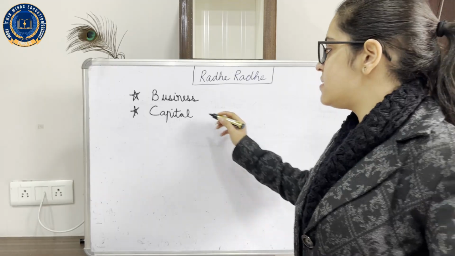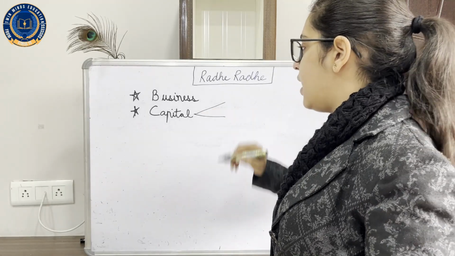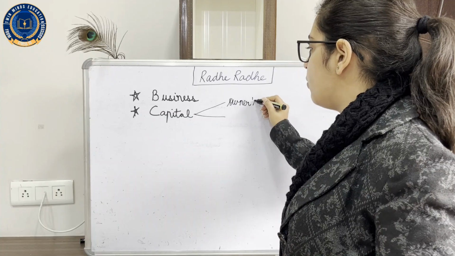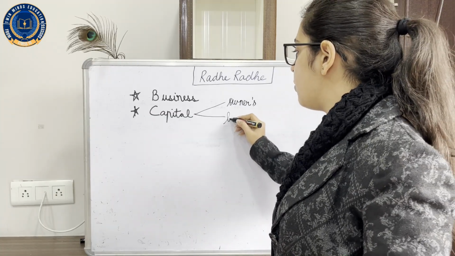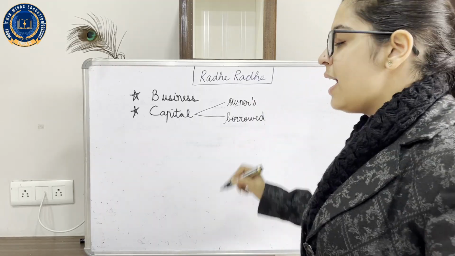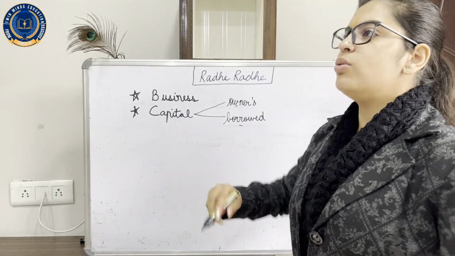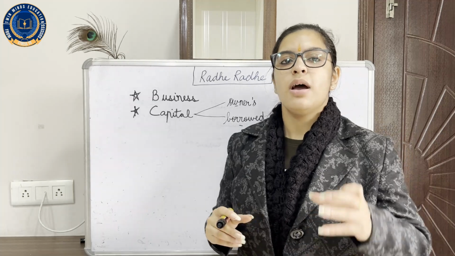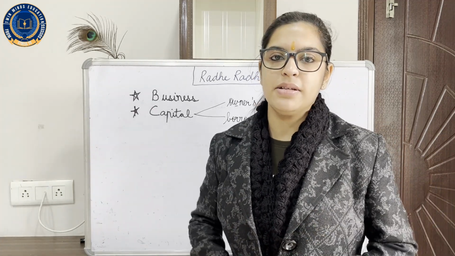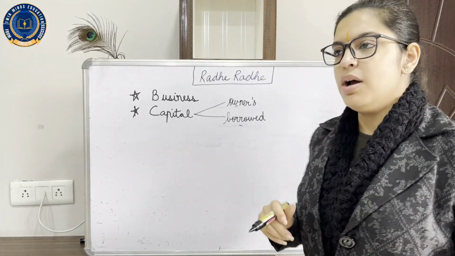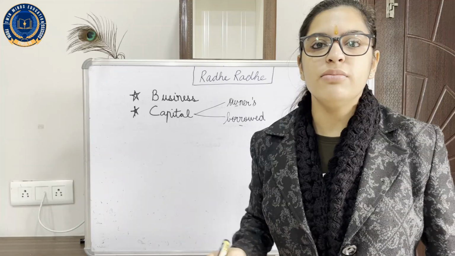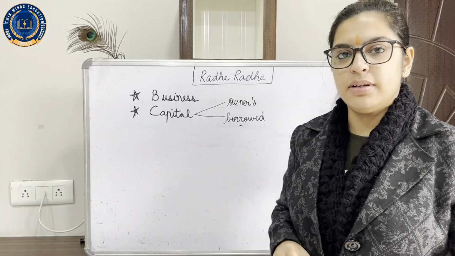What are those types? One is owner's capital, and other is borrowed. One is owner's capital and other is borrowed. What do you mean by owner's capital? Owner's capital is the business owner's own capital. And what do you mean by borrowed? Borrowed means maybe some loan, maybe in some other form, that is borrowed capital.